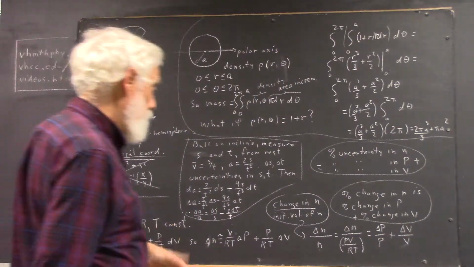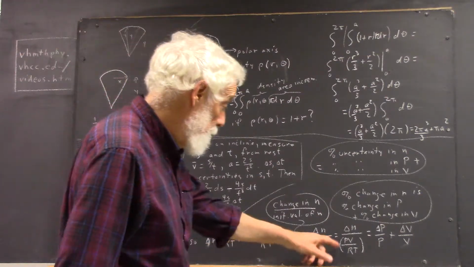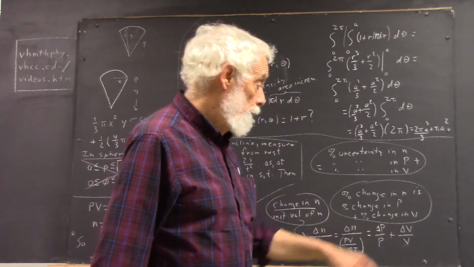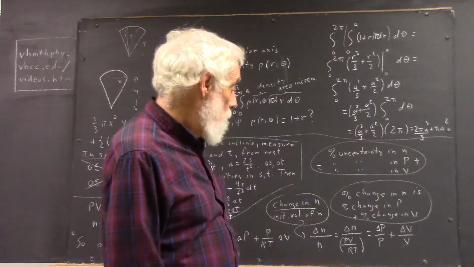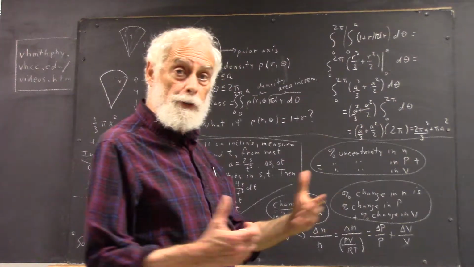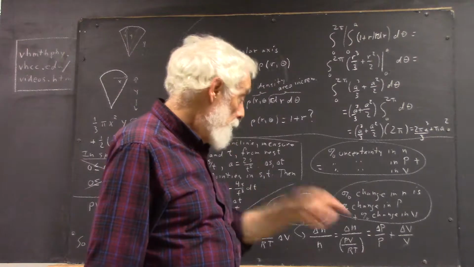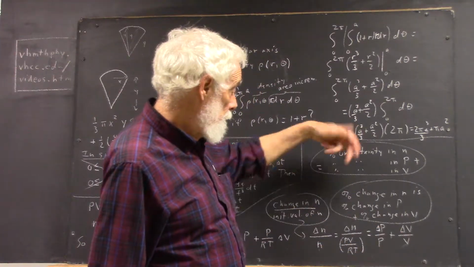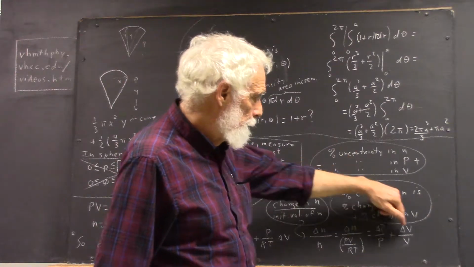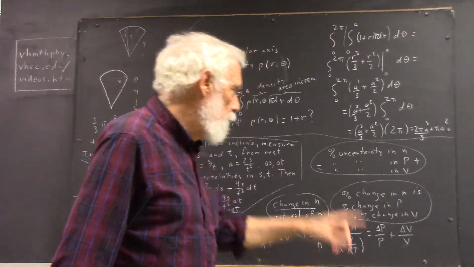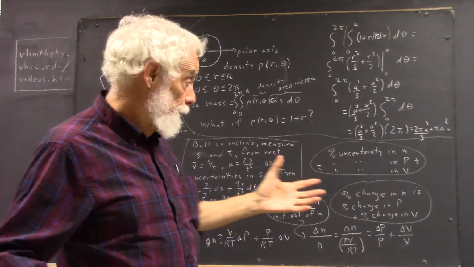And when we do the same thing to our P over RT delta V, dividing it again by PV over RT, we get delta V over V, which tells us that if delta N over N is expressed as a percent, then we have a percent change, okay? Same with delta P over P and delta V over V. So we have percent change in N is the percent change in P plus the percent change in V. Very important for percent uncertainties if we're observing a system.